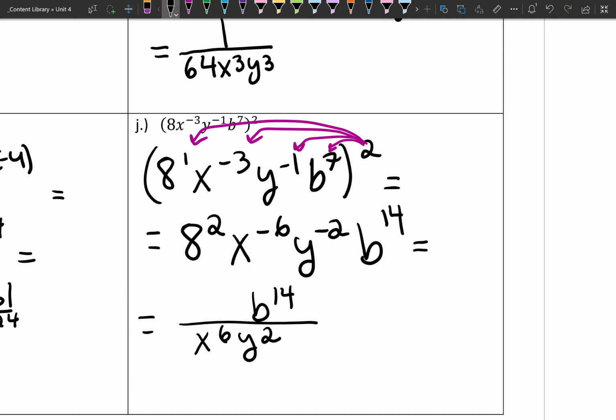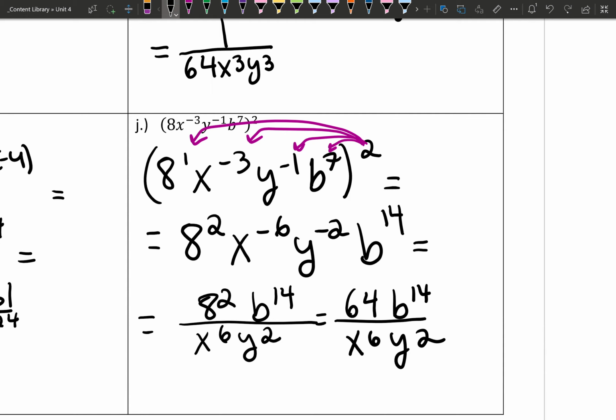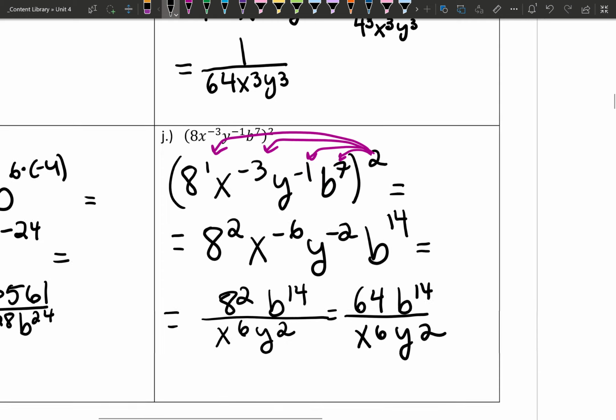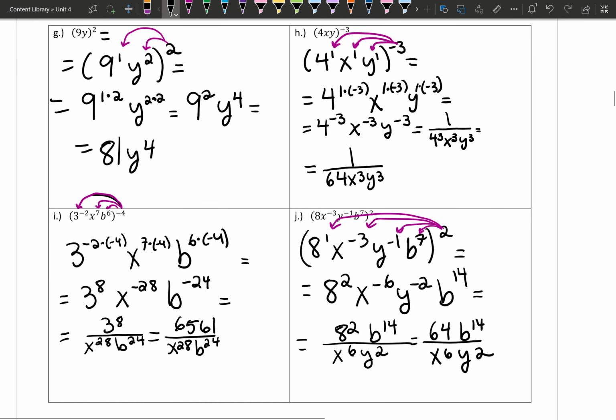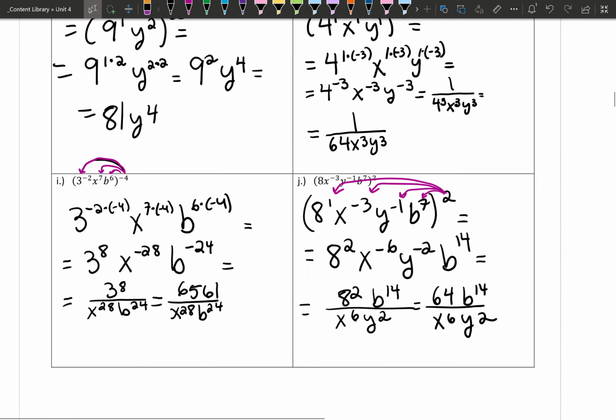I'm just going to erase 8 to the... Actually, no, I'm not. No, I'm going to be good. 8 to the power of 2 is 64. And I'll rewrite everything else. A little tedious, but less work than the previous 3 that I did, right? You don't need to rewrite all that multiplication happening every time.